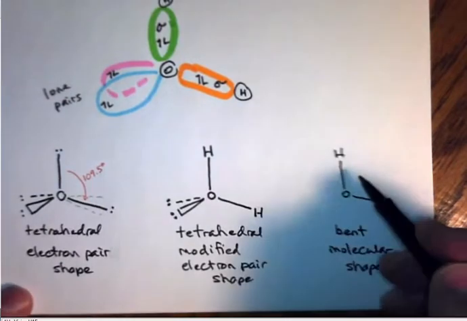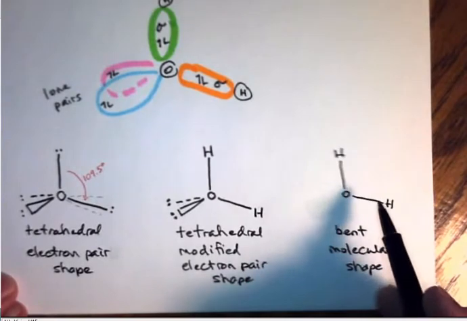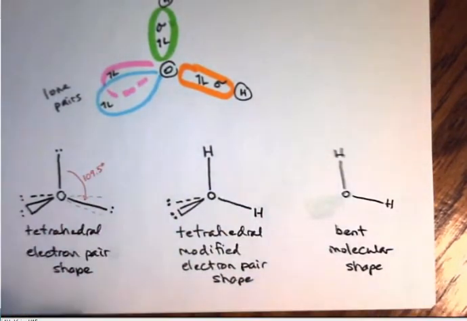And again, because of the lone pairs, this angle is actually slightly less than 109.5, but for us, we're not going to play with that too much. We're just going to assume all these angles to be 109.5. All right. You got it? You understand how the process works? Okay. Well, let's see if you do.